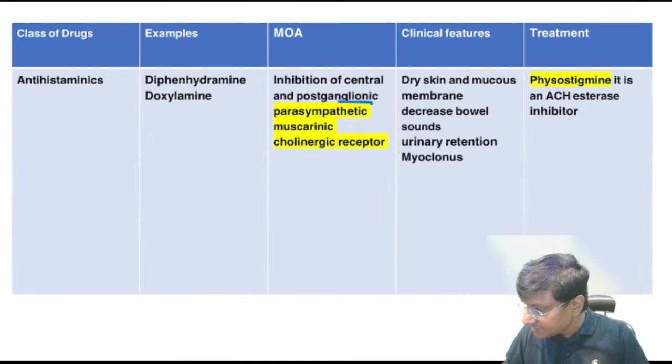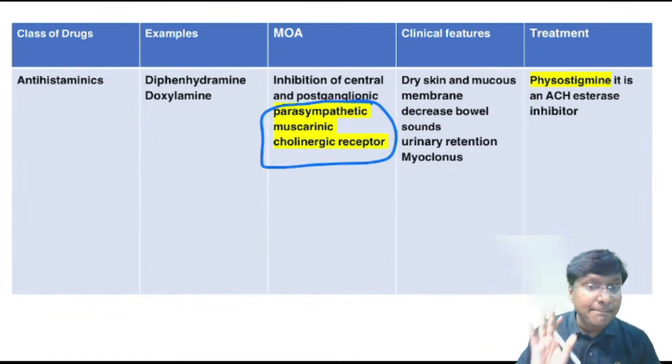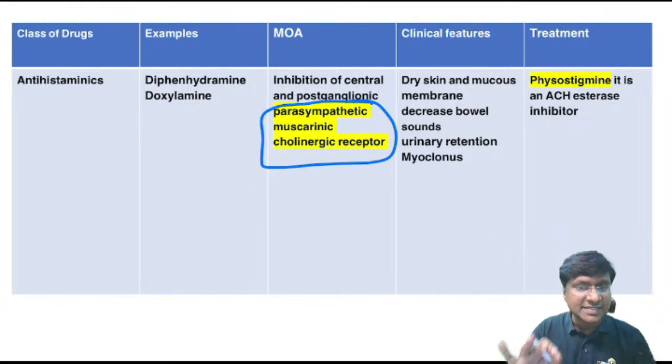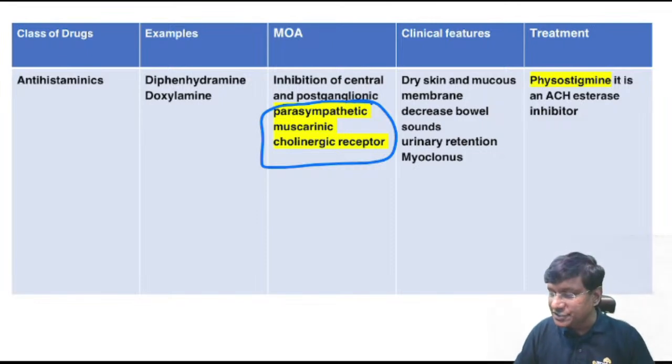They block the parasympathetic activity. That means they are acting as anticholinergic drugs. Now, what will be the clinical features of anticholinergic overactivity? They will have dry skin, dry mucous membranes, decreased bowel sounds, urinary retention. There can be myoclonus. These are all the features of antihistamine overdose.